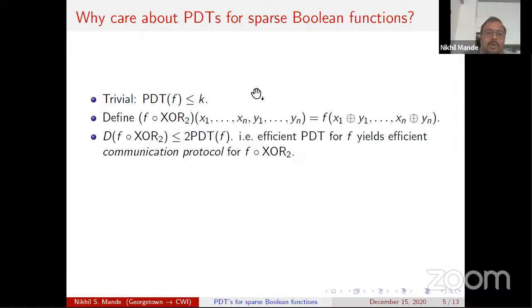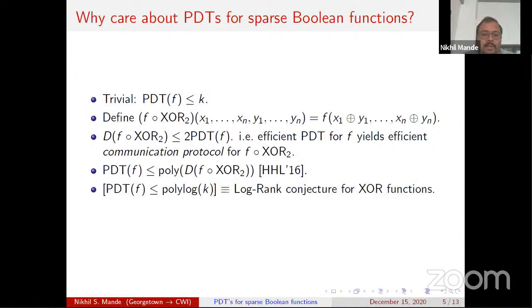And the reason we care about upper bounds for this is that it has connections to communication complexity. By a recent result of Hatami, Hosseini and Lovett, it turns out that proving upper bounds of parity decision tree complexity of f of the order polylog in k, note that the trivial upper bound is k, is equivalent to resolving the log-rank conjecture for XOR functions. I'm not going to get into more detail now, but the log-rank conjecture is a very well-known open question that's still open in communication complexity.